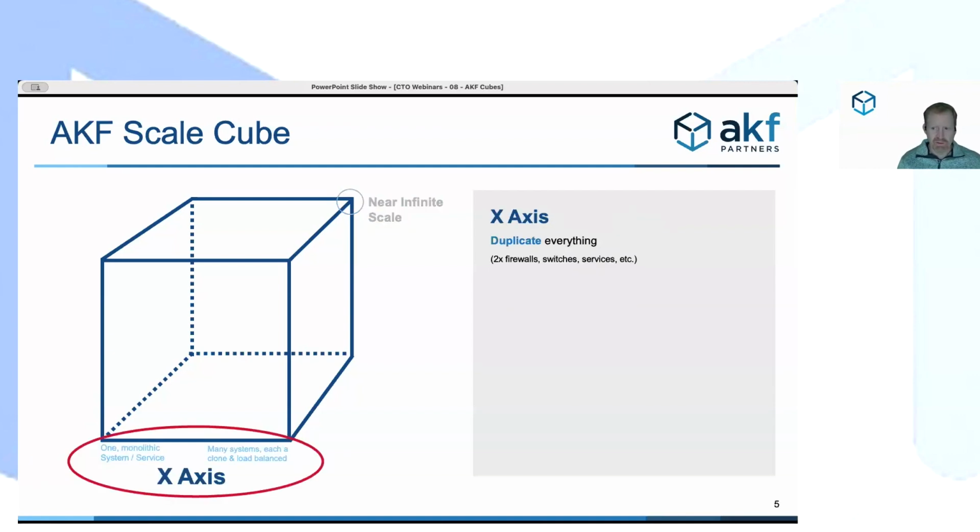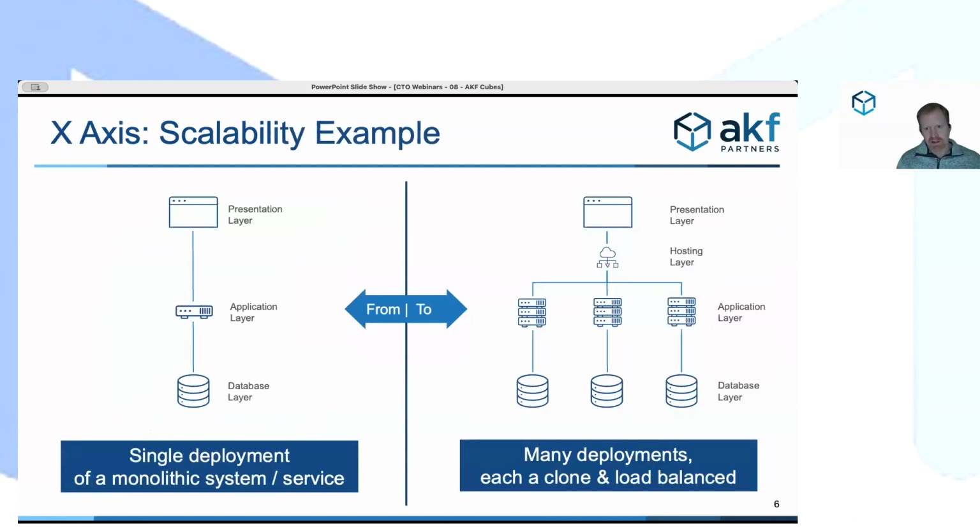X-axis, this is redundancy. Basically, duplicate everything. This allows you to horizontally scale, although there are limits there. So this is all the way from the calling service all the way down to the lowest level of wherever state is stored within your environment. Looking at this, a single one, you have a presentation layer, again, a browser or an app, going through an application layer, through a database layer.